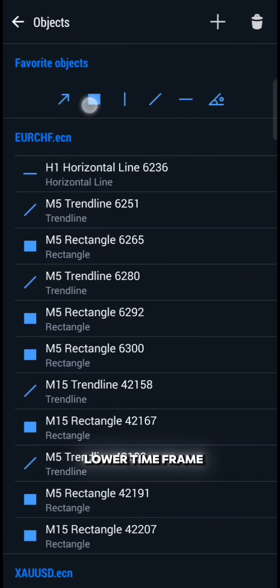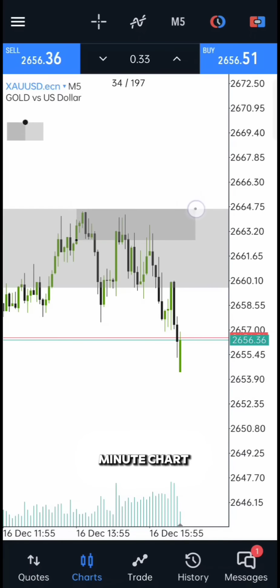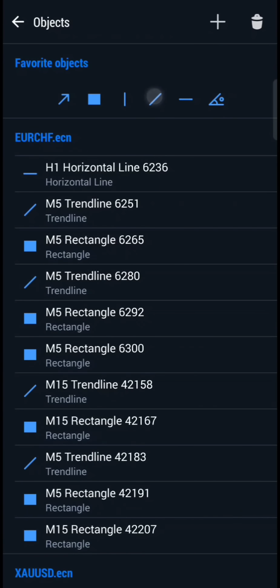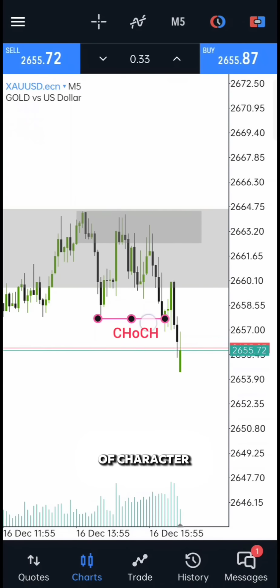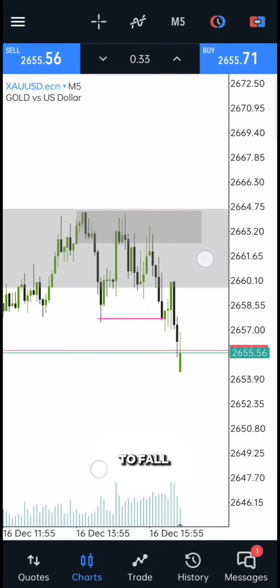Now, in the lower time frame, specifically the 5-minute chart, you can see another order block zone, which is an internal order block zone, and a change of character, which is also an internal change of character. All of these indicate that the price started to fall.